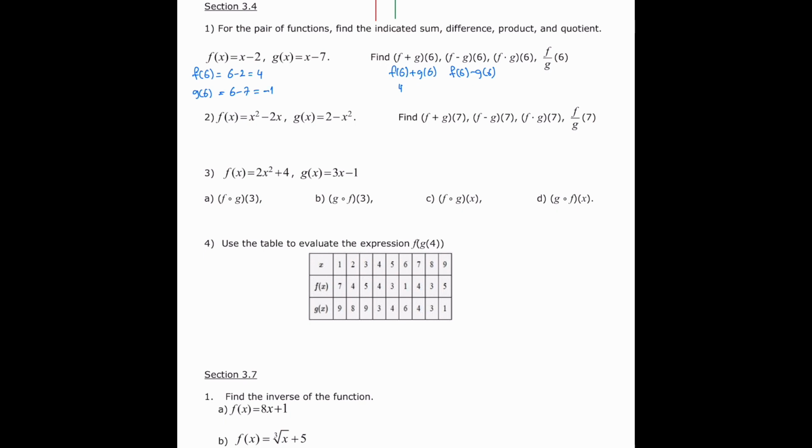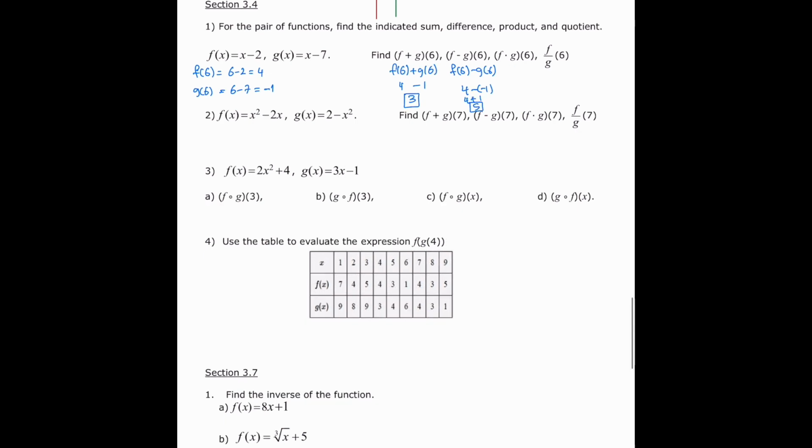Now, 4 minus 1 is equal to 3. So that is the first value for the sum. And then the difference, f minus g, is 4 minus negative 1, which is 4 plus 1, and that is 5. So that is the difference. And then the product is f of 6 times g of 6, which is 4 times negative 1, and that is negative 4. And then the quotient is f of 6 over g of 6, which is 4 over negative 1, that is negative 4.